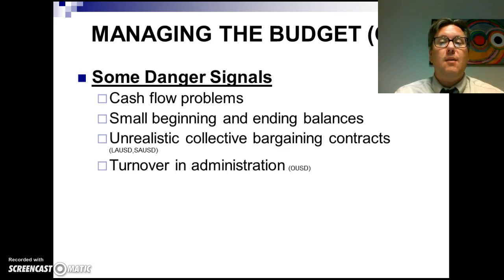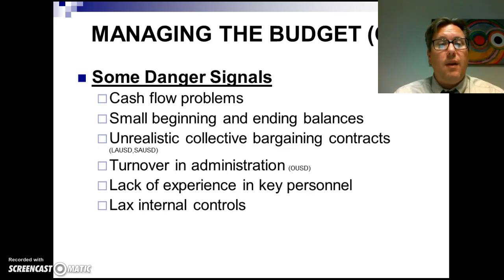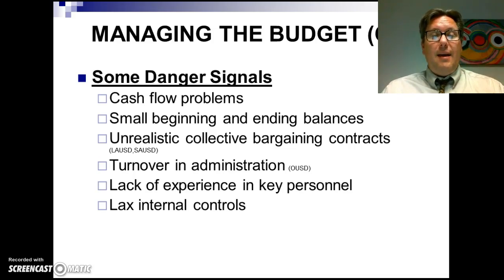So here are some red flags of what they're looking for. Cash flow problems, that was where we came into as a state. Districts can get into that as well. Some small beginning and ending balances, looking at that reserve. The contracts, that union negotiation is really huge. And if the contract is paying too much money to a teacher, that has such a huge impact on a district budget, it's got to come into conversation.